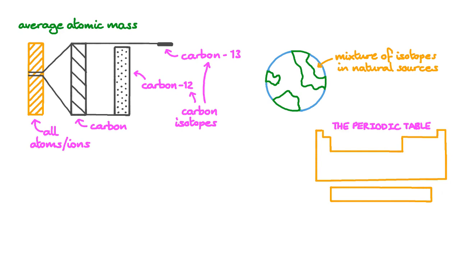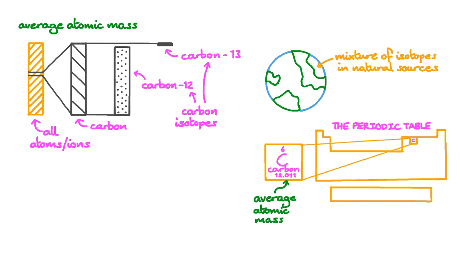You have the benefit of years of research in the form of the periodic table, where you can see the average atomic masses of many of the elements. Let's look at carbon as an example. We can read the number at the bottom as an average atomic mass and add the units of unified atomic mass units, or we can take it as a relative atomic mass.